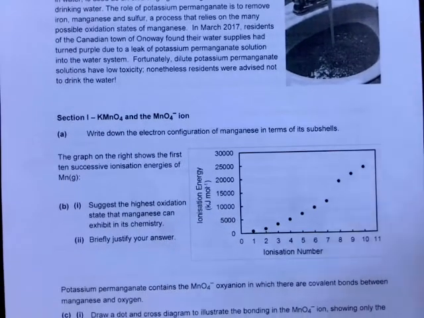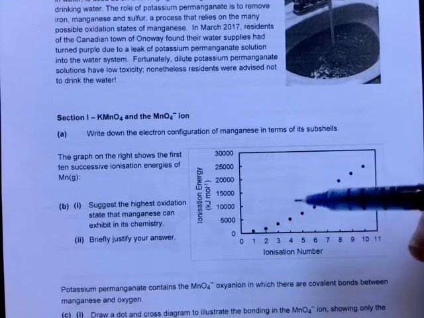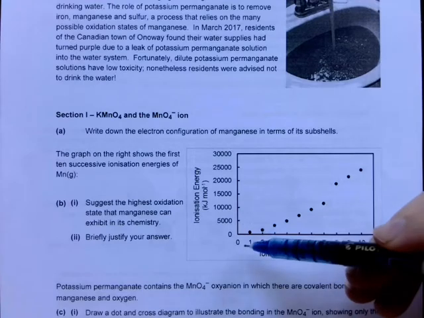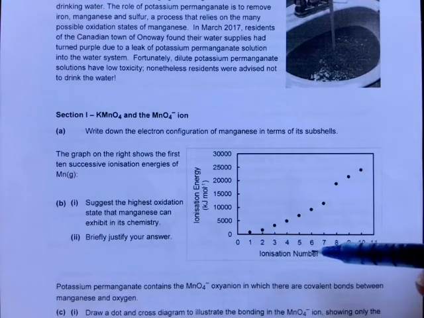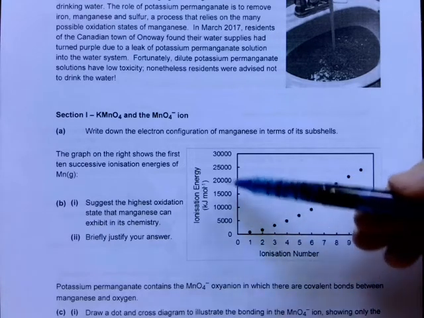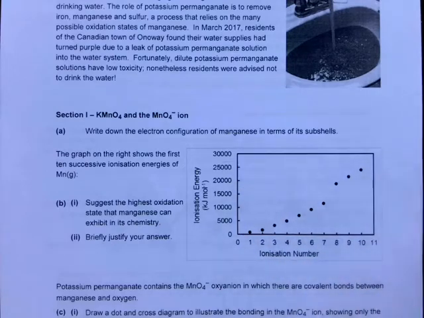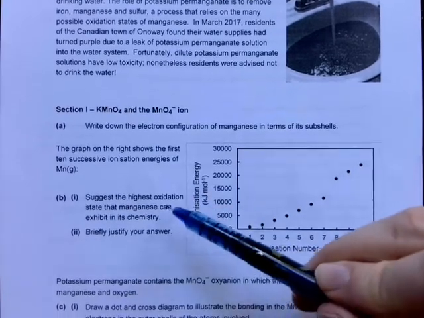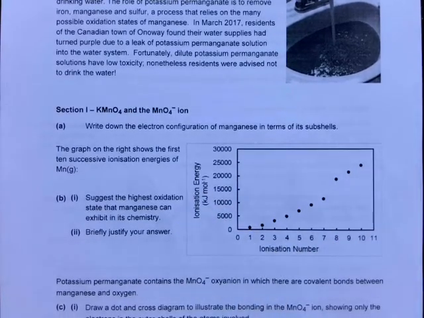And the graph on the right shows the first 10 successive ionization energies of manganese. All right, so this is the kind of graph that you should be used to from my classes. So we have the successive ionization energy number along the bottom, and then how much energy there is, and obviously it's going to increase because you know that the more electrons you take off, the more energy you need to do that. Suggest the highest oxidation state that manganese can exhibit in its chemistry.